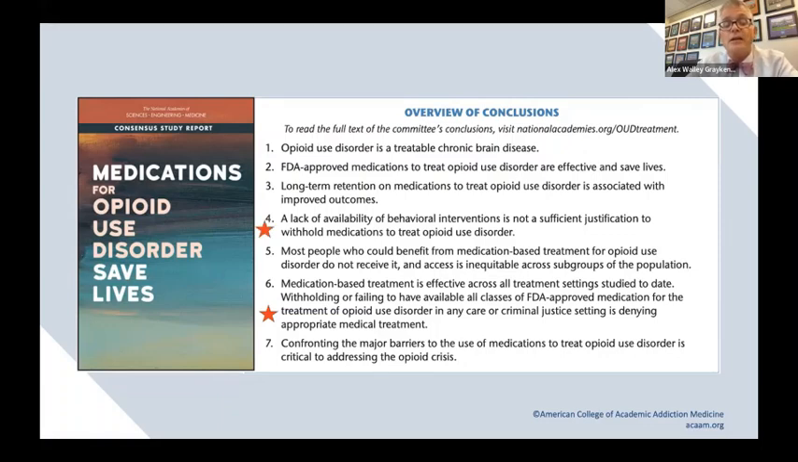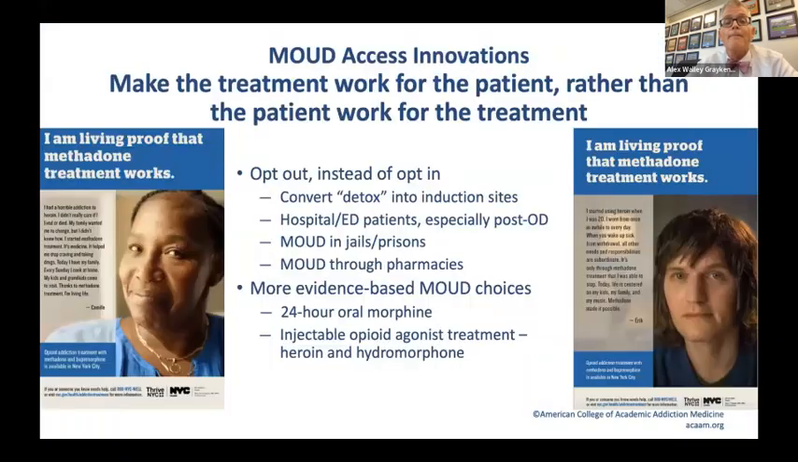There's no doubt that medication alone is not enough, but we shouldn't make receiving medication contingent on behavioral interventions, and that would be inconsistent with harm reduction. A lack of availability of behavioral interventions is not a sufficient justification to withhold medications to treat opioid use disorder. There are a lot of harm reduction informed MOUD access innovations where we make the treatment work for the patient rather than making the patient work for the treatment.